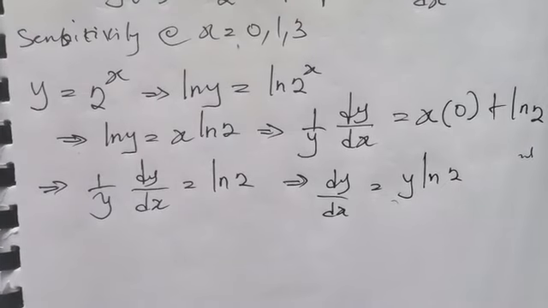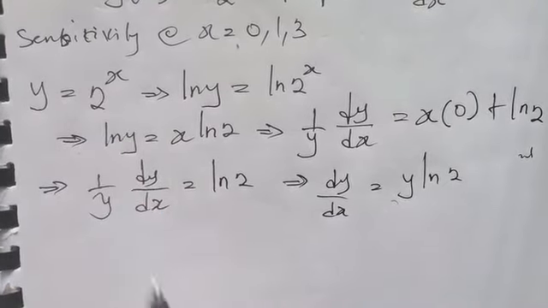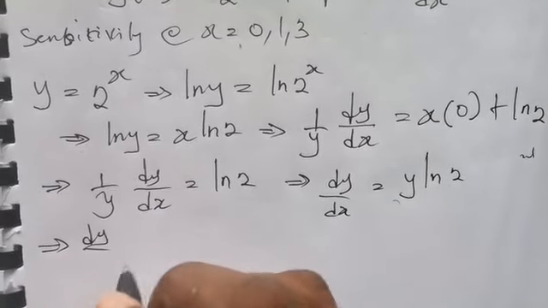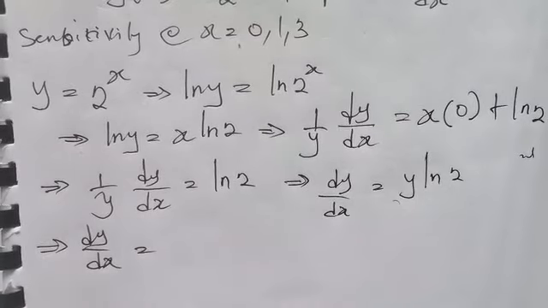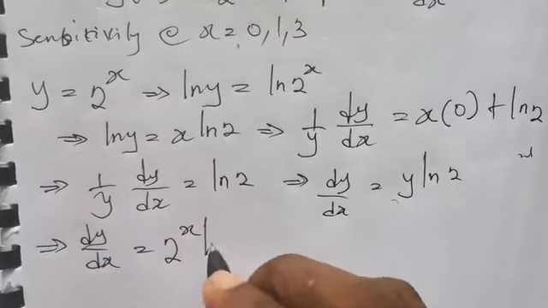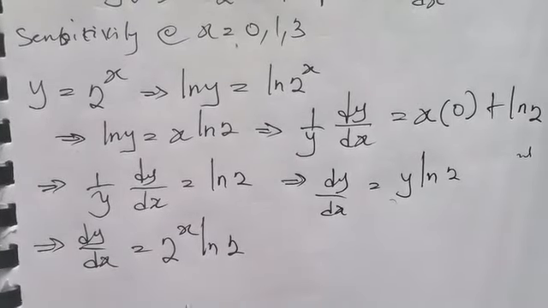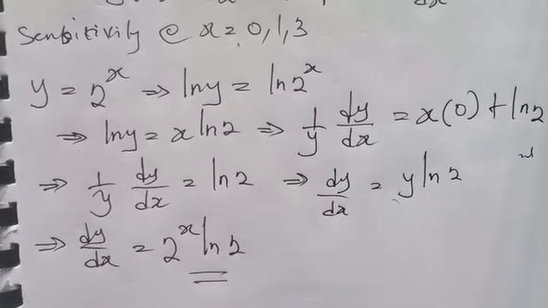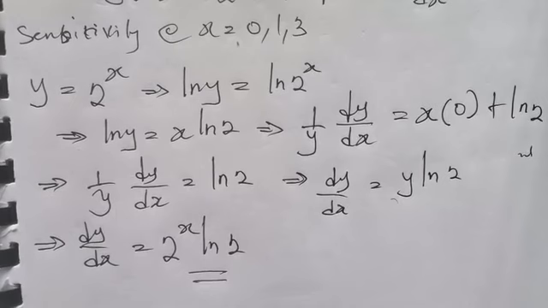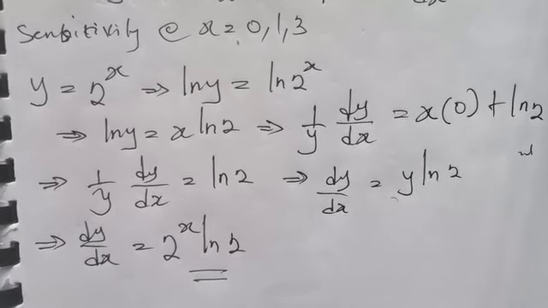But it doesn't end there. Remember from the question, we are given that y is equal to 2 to the power of x. So dy/dx is equal to, in place of y, 2 to the power of x multiplied by ln 2. So this is the first part of the question answered. dy/dx is simply 2 to the power of x ln 2. Now this is the first degree, and we are asked to find the sensitivity of the first degree function.